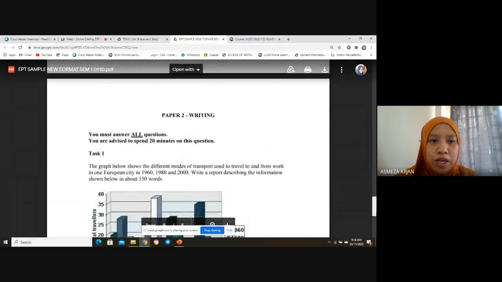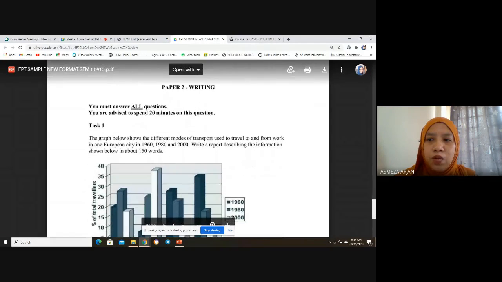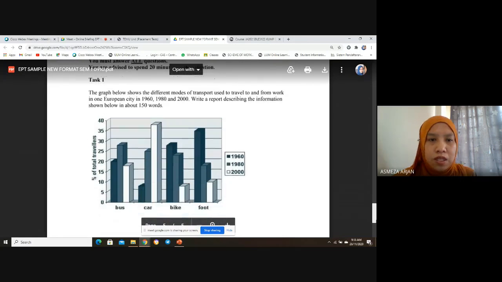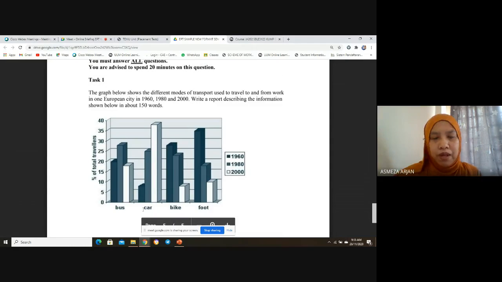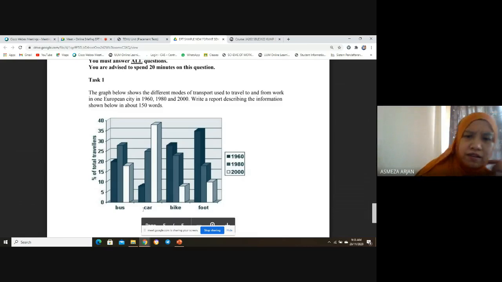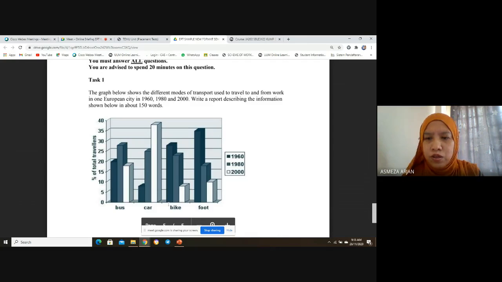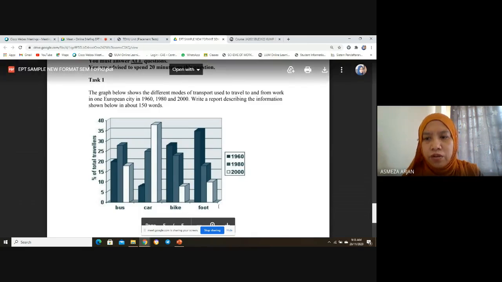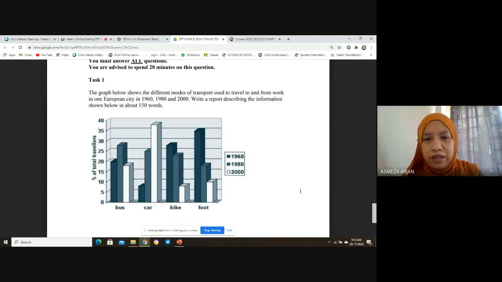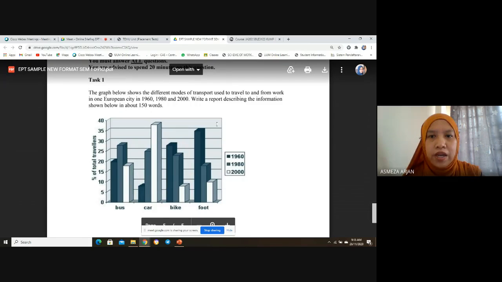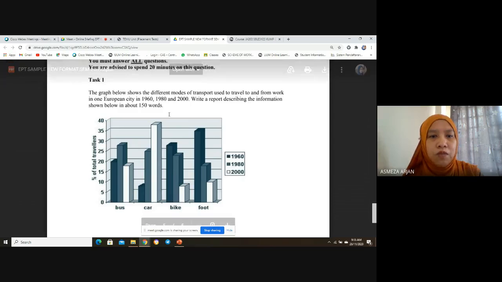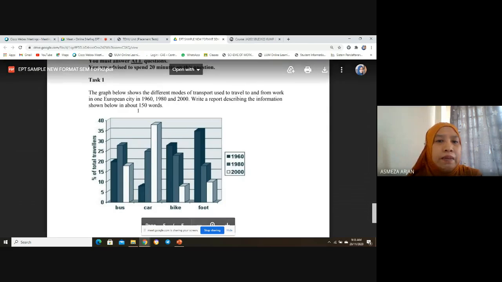Okay, so paper 2 writing. Paper 2 writing will be two questions, task 1, task 2. So task 1 is something like this. You will be given a data, a graph, usually a bar graph. Sometimes they give you a line graph, but it's the same. So based on this graph, you have to come up with a data analysis. Write a report describing the information shown below in about 150 words.